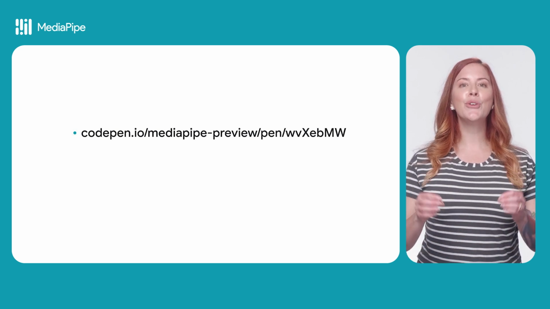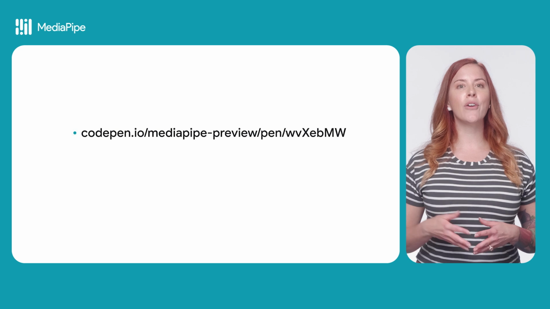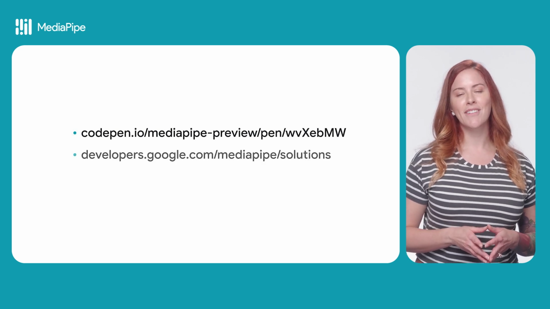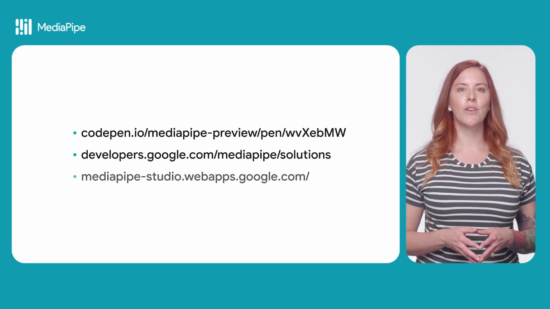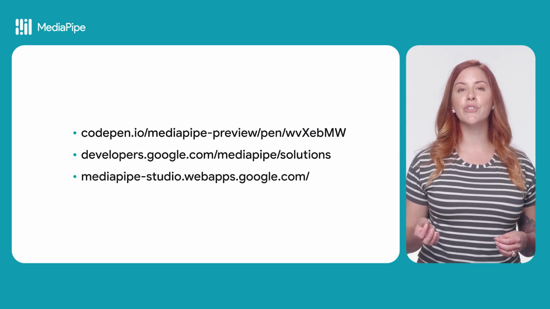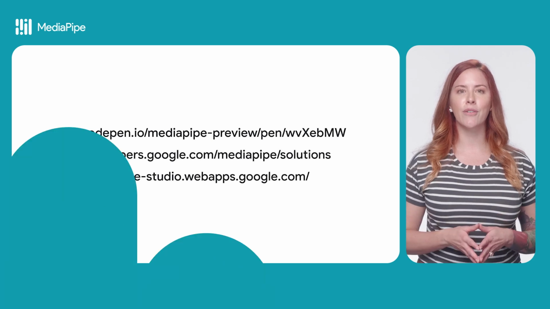With this code, you can get started with text classification in your own web app. You can check out a complete code example on CodePen, and view all the available solutions on the MediaPipe website. Or get more hands-on with solutions in MediaPipe Studio. All these great resources are linked in the video.